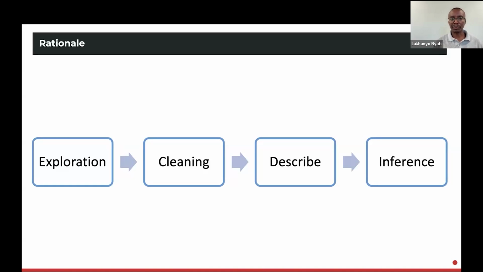So even before the exploration, what is covered here is when we already have the data. So we start with exploration of the data, the cleaning of the data, re-exploration, and describing the data, and then the inferential statistics.